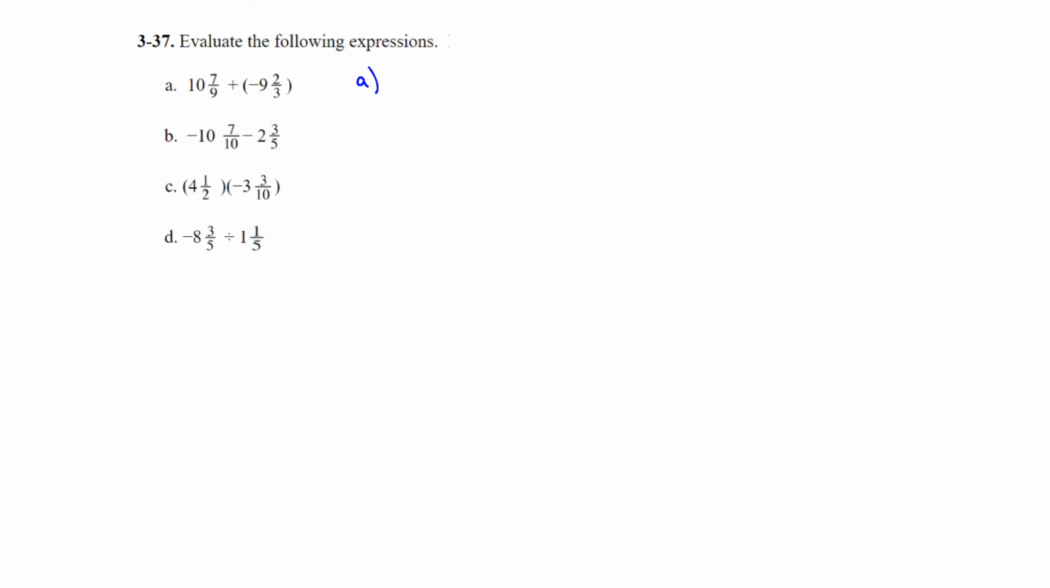So 10 and 7/9 would be 90, and then plus the 7, so you'd have 97 over 9, plus or minus. I'm going to change that to a minus since it's plus a negative, so minus, and then that would be 29 thirds. So I'd have to find a common denominator by multiplying by 3. So 97 ninths minus, and then 30 times 3 would be 90, and then subtract 3, so it'd be 87 ninths.